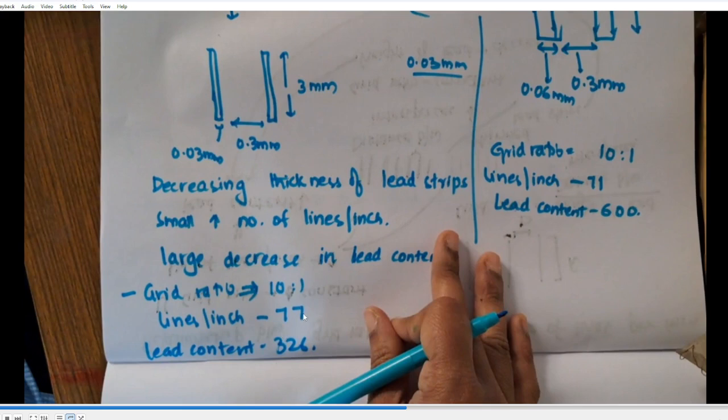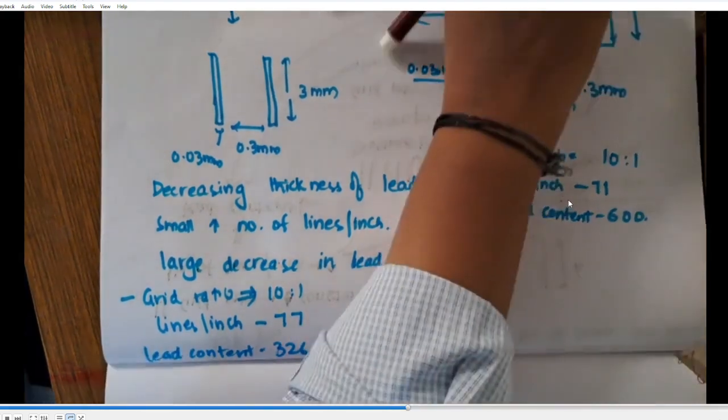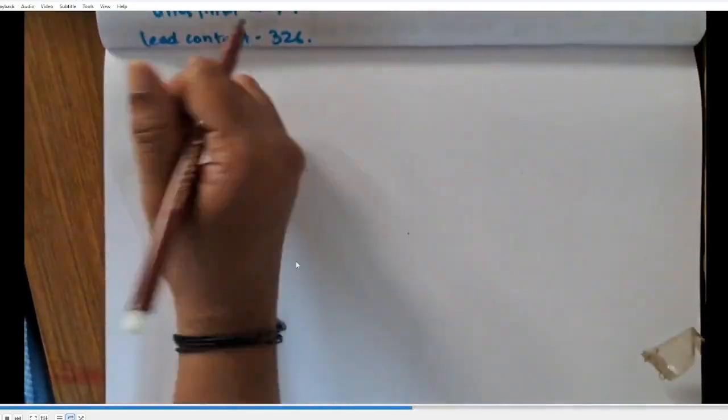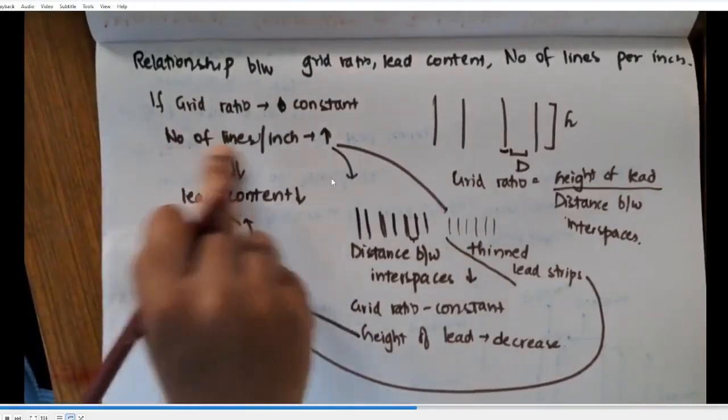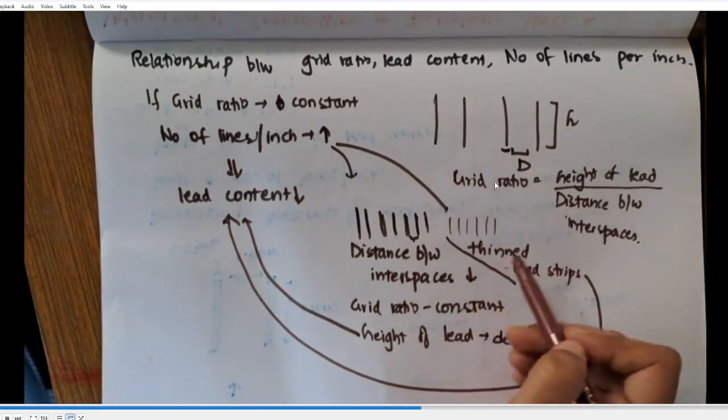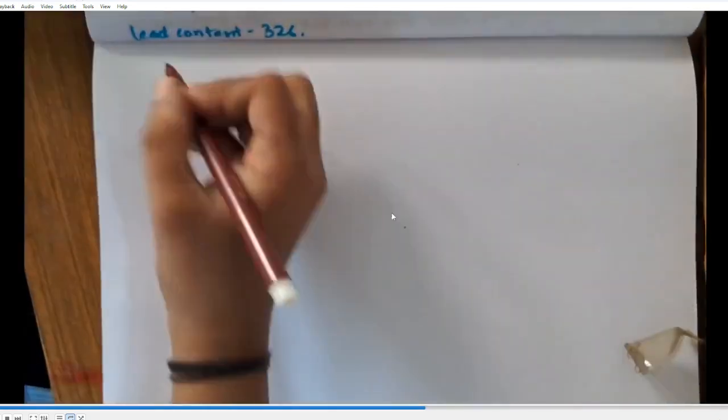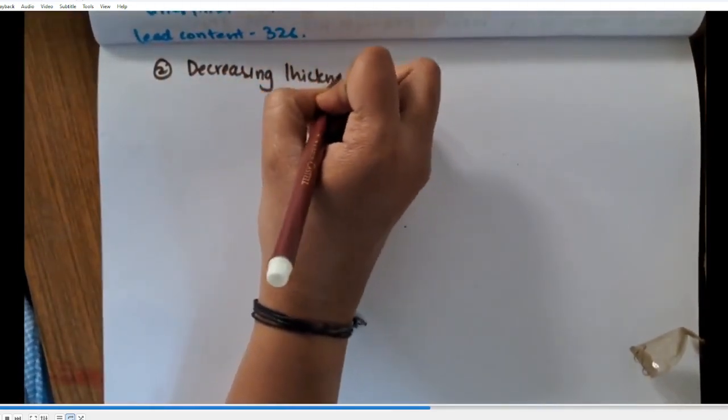So here when the lead strips are made thinner, there is a small increase in the number of lines per inch at the cost of a large decrease in lead content. So the lead content is a lot decreased. So the cost of equipment also decreases. Then one more important thing is you can decrease the distance between the interspaces.